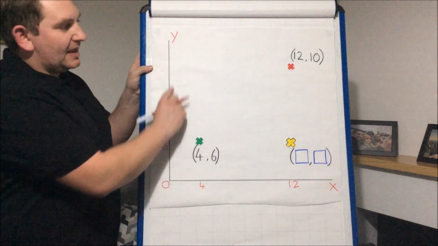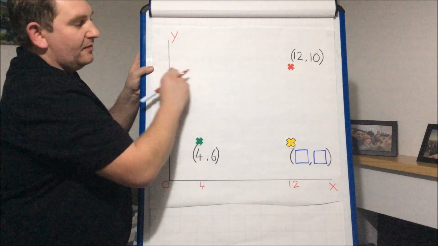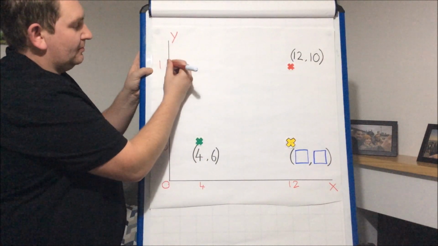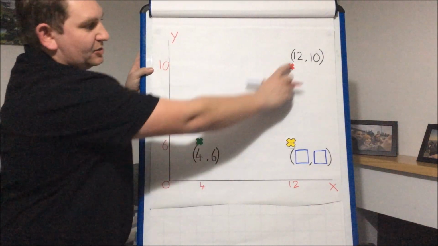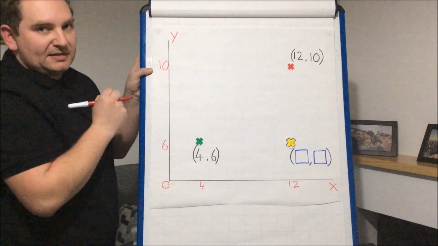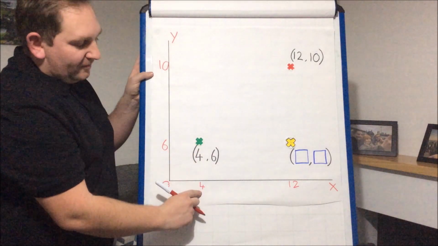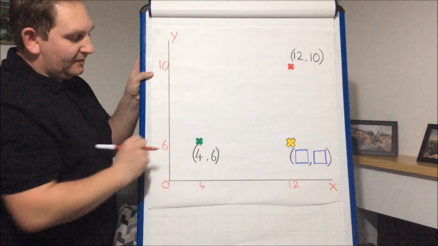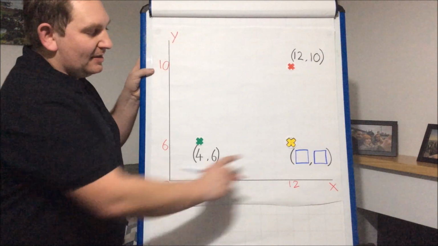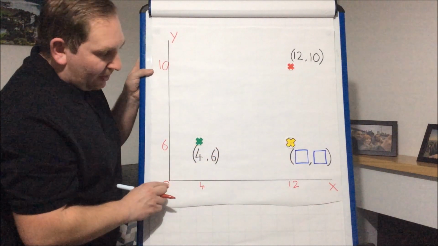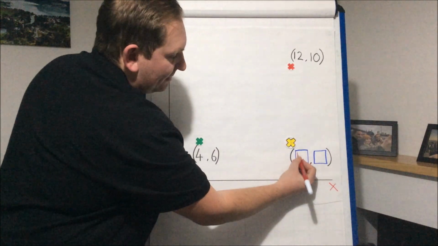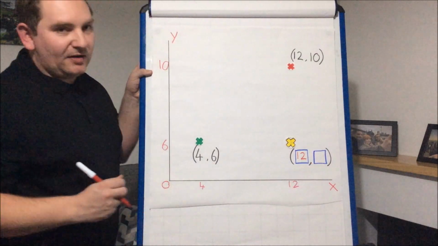If we work our way up the stairs to the red cross, for the y-axis, it will be represented by the 10. So we have 12 for the x-axis and 10 for the y-axis, like we have 4 for the x-axis and 6 for the y-axis. So you should be able to see that the yellow cross here, if we go along the corridor, is at 12. So we can fill that in now as 12.